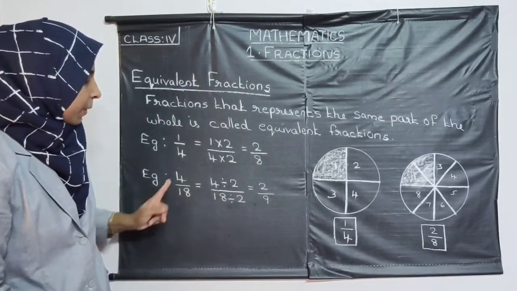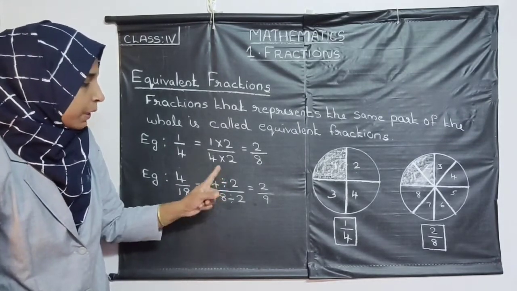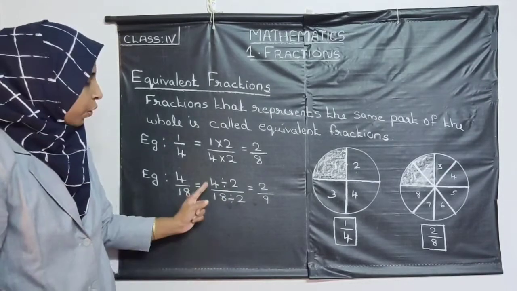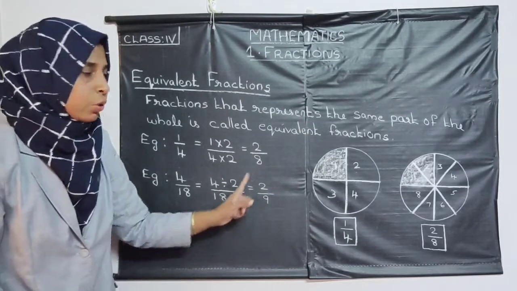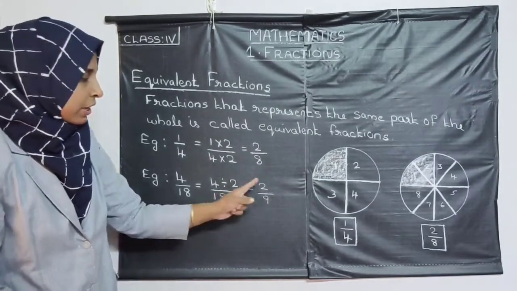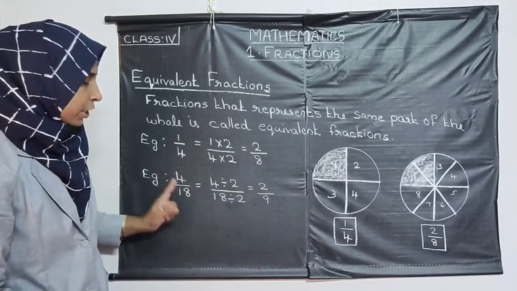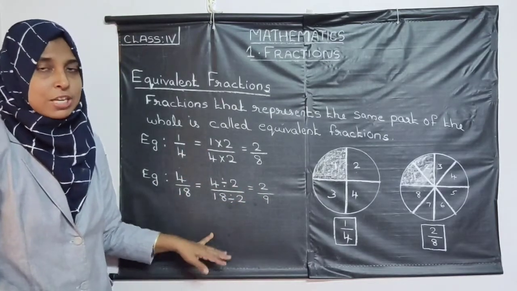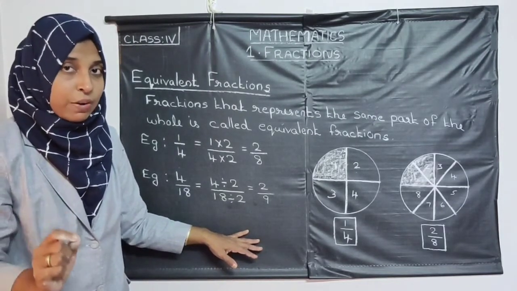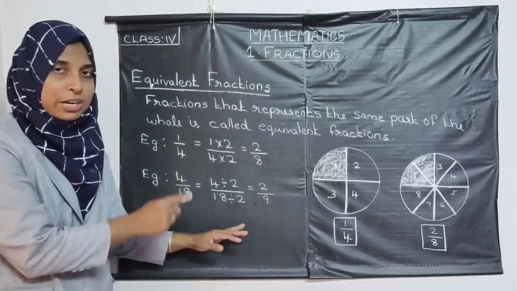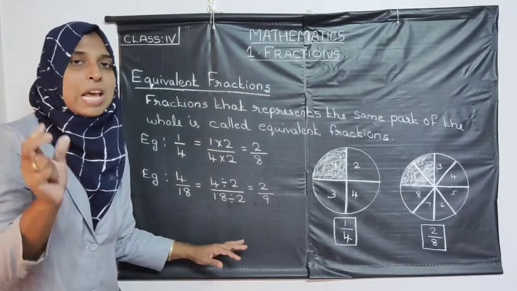Next look here, 4 by 18. Here I have divided the numerator and denominator by 2. 4 divided by 2 will be 2. 18 divided by 2 is 9. So here we got 2 by 9. 2 by 9 is an equivalent fraction of 4 by 18. So how will we get equivalent fractions? We want to divide or multiply the numerator and denominator of the given fraction by the same number.